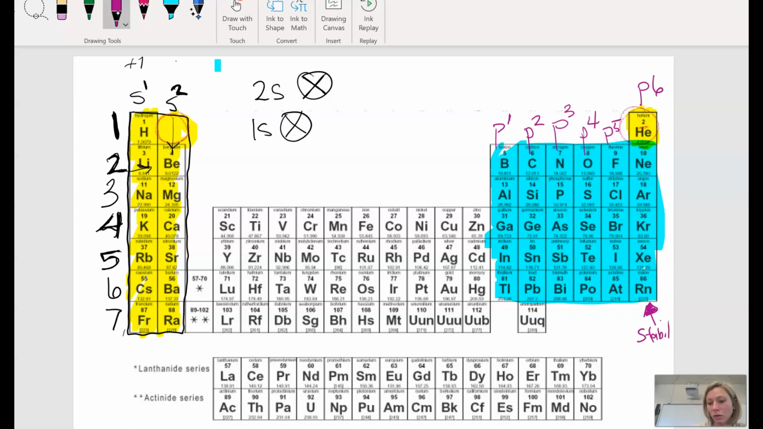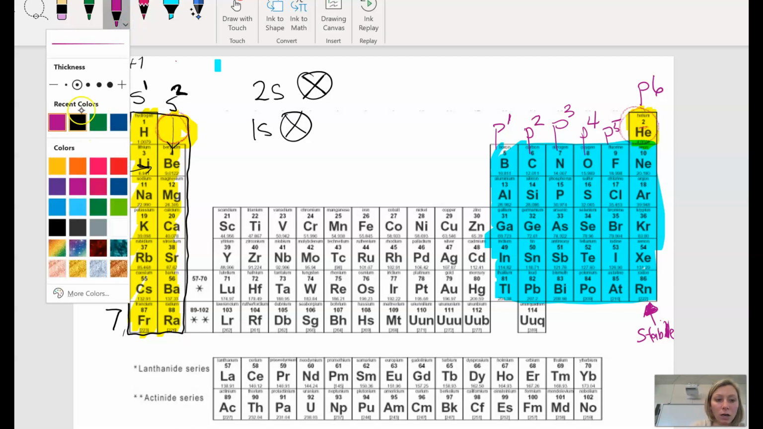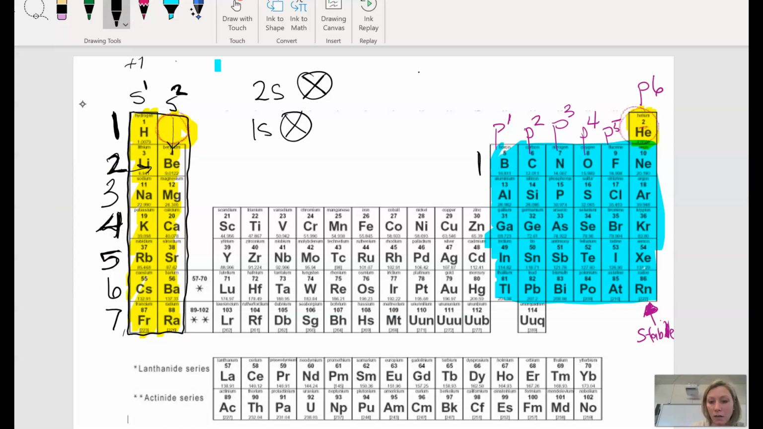And that's what we're going to look like in terms of non-reactive or unreactive substances. They have that filled P sub-energy level. Okay? The energy levels are the same as they are for the S block.